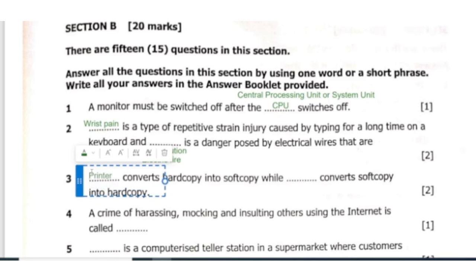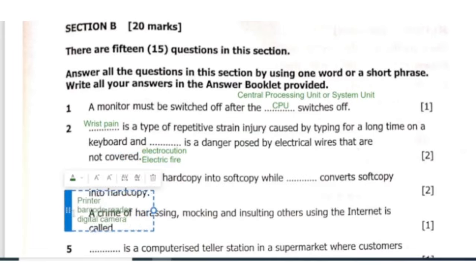The other thing is we can also use a barcode reader to change hard copy into soft copy, and we can also use a digital camera. So we can use these things to change hard copies into soft copies.